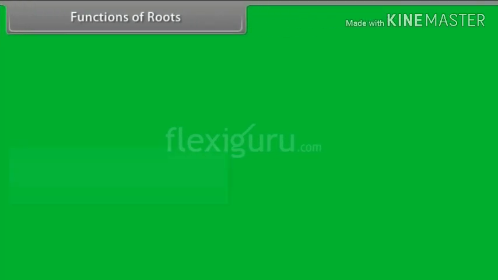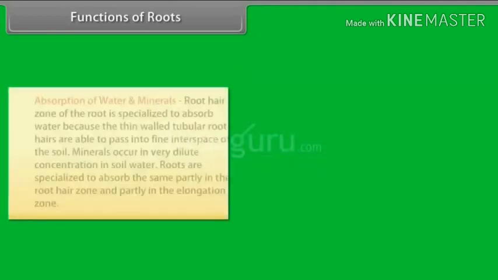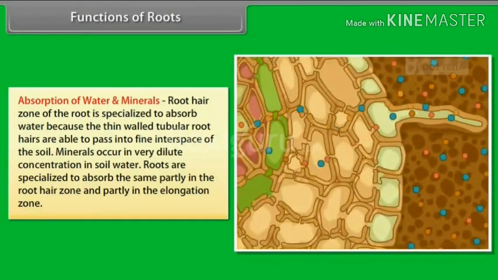Functions of roots. Anchorage. Roots fix the plant in the soil. They also provide mechanical support to the aerial parts against gravity and wind. Absorption of water and minerals. Root hair zone of the root is specialized to absorb water because the thin-walled tubular root hairs are able to pass into fine interspace of the soil.